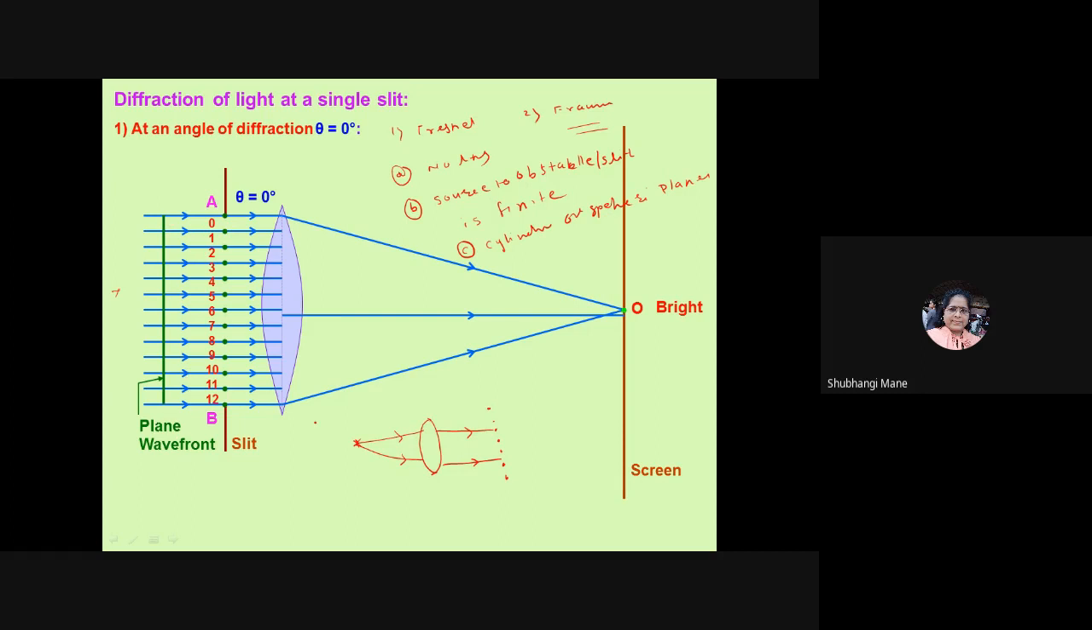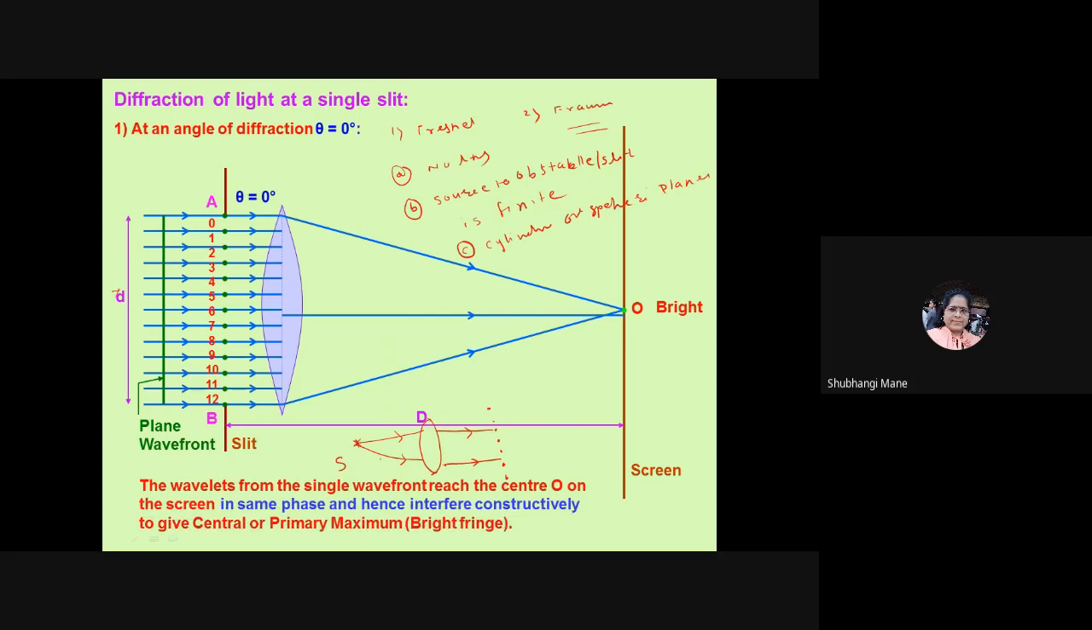This one is called the plane wavefront. How to obtain that? Here is the source. The source emits either a cylindrical wavefront or a spherical wavefront. All these concepts I have explained in the previous lecture. So the cylindrical waves or spherical waves are to be passed through a convex lens. Then we can obtain such a plane wavefront where all the points on this wavefront will act as a source of secondary waves, and those secondary waves simply propagate through a convex lens to get focused at point O when theta equals 0. Okay? When theta equals 0.